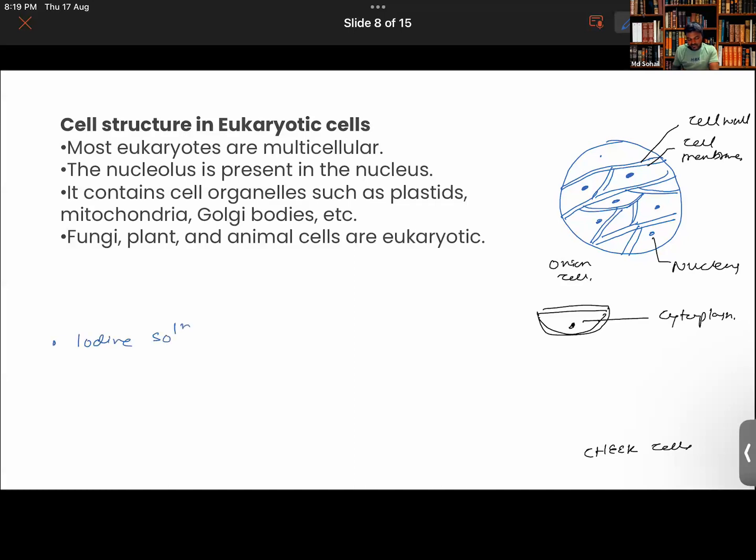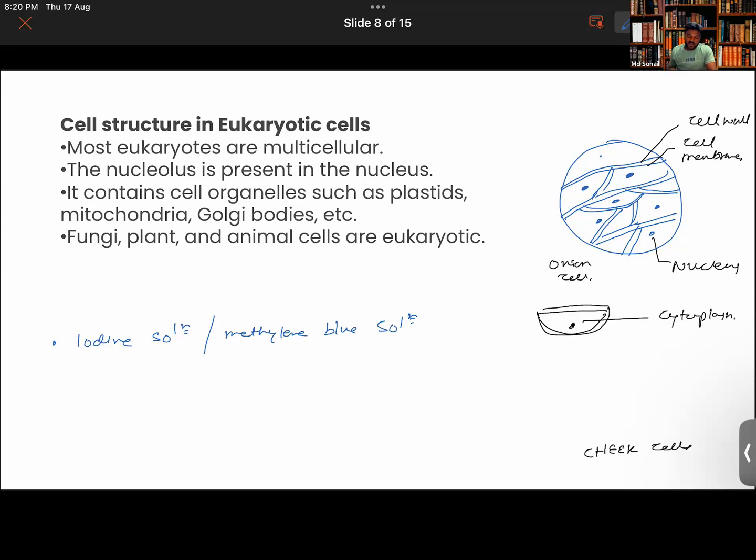Therefore, iodine solution. There are four types of dyes: methylene blue, safranin, eosin, and crystal violet. Very good. So either of the dyes can be taken as per our convenience.